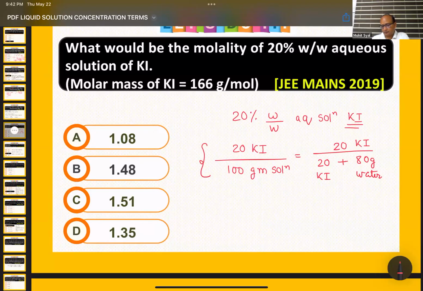And what I need to get is molality. Molality means moles of KI in the numerator, and in the denominator I need to have just the mass of water. That's it. And the data is already with us. So 20 gram KI is there in 100 gram of solution, and 100 gram of solution is actually having 80 grams of water.